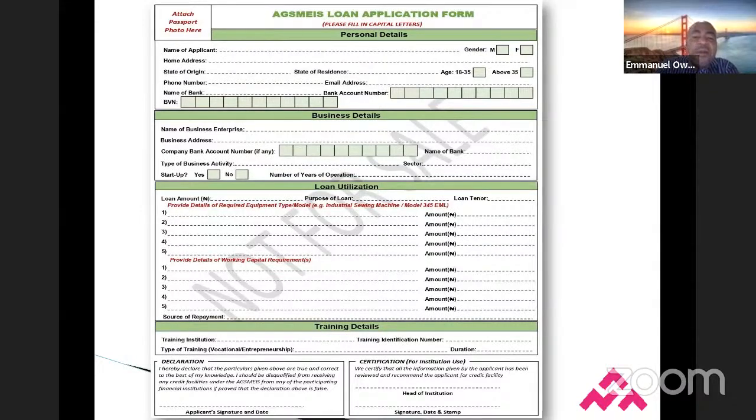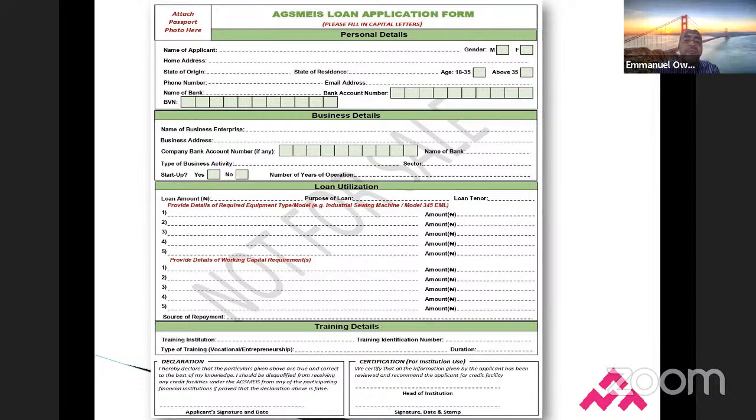The first section deals with your personal details: your name, your home address, your gender, your state of origin, your state of residence, your age grouping, age 18 to 35, above 35, your phone number, your email address, your bank name, your bank account number, and your BVN. These are personal details that must be filled in the form. I want to assume that everybody can easily do this.